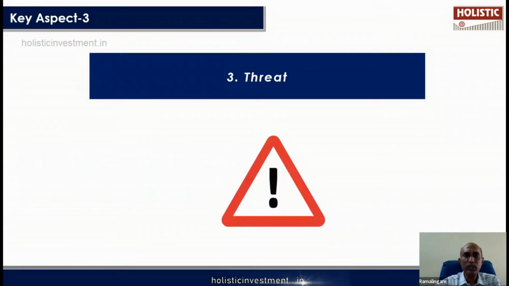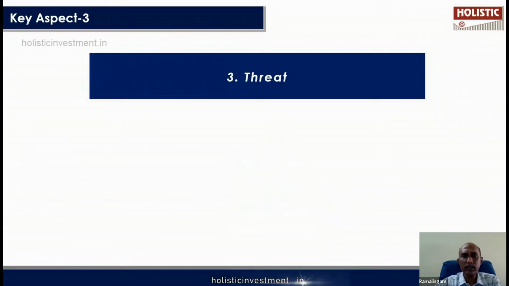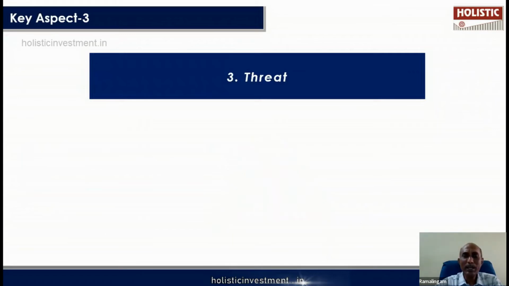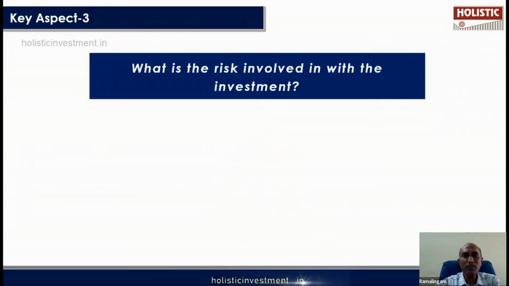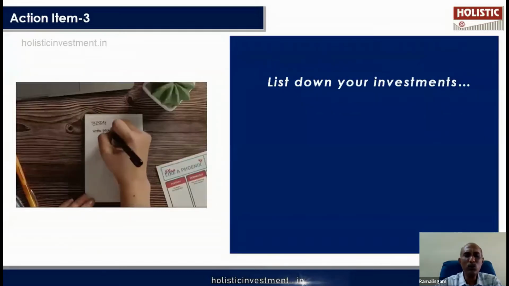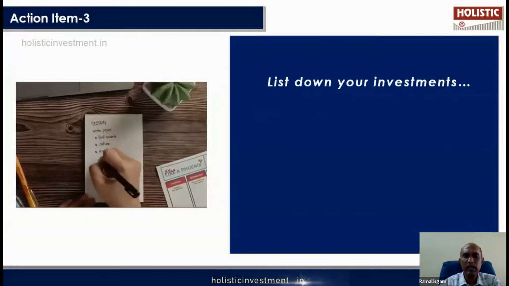The third aspect to check is threat. Threat is the risk factor. What kind of potential risk does this particular investment have? Check the risk potential of this particular investment. List down all your investments and understand the risk in your investments.